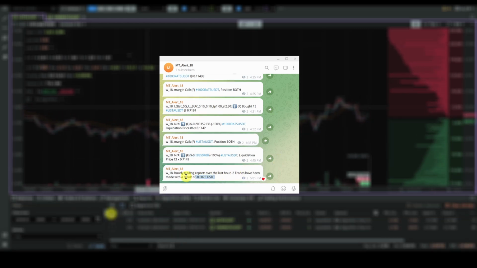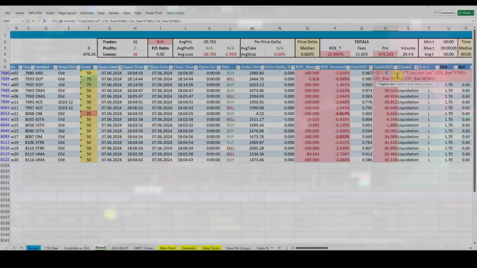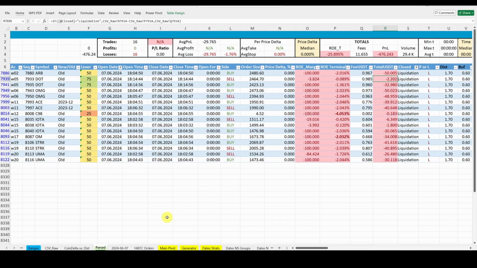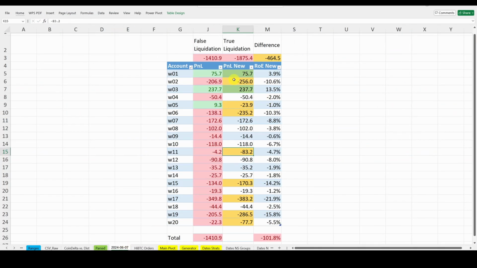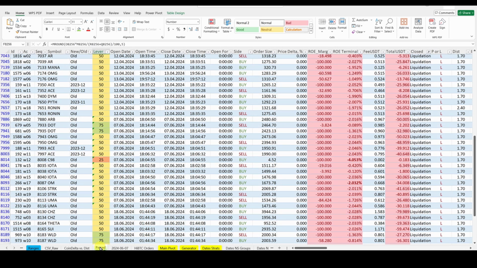That is weird. So I had to recalculate all my recent reports for all accounts. 8 of them have actually gotten significantly worse. 464 USDT worse, in fact. And now, in truth, only 2 accounts survived and not 3. And the real ROE for the day was minus 101%.